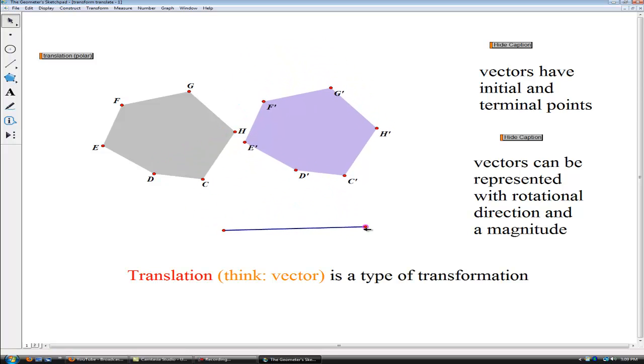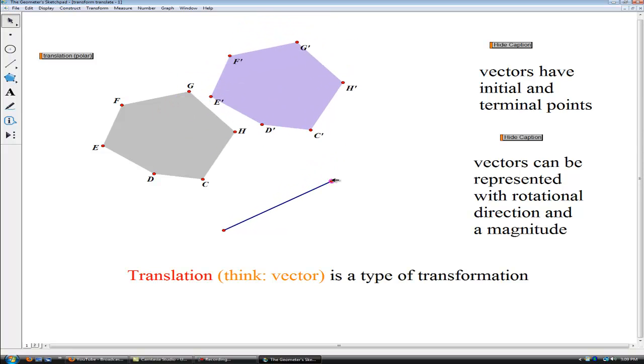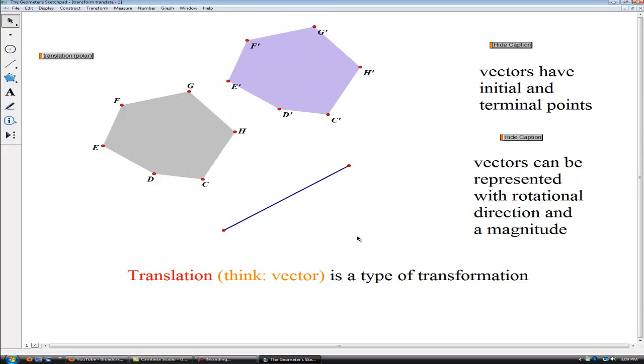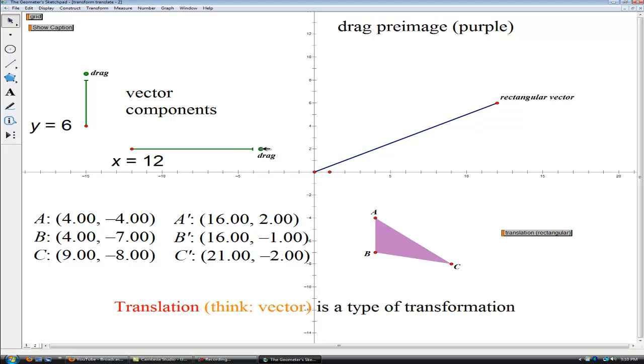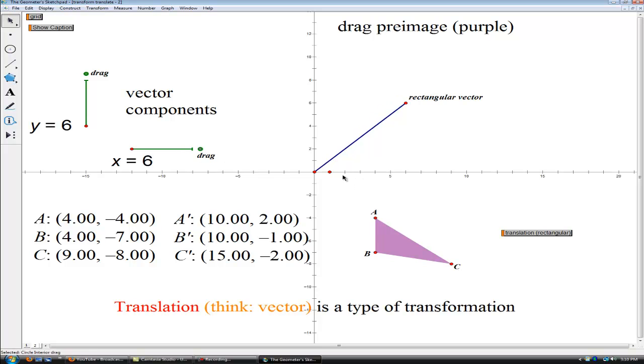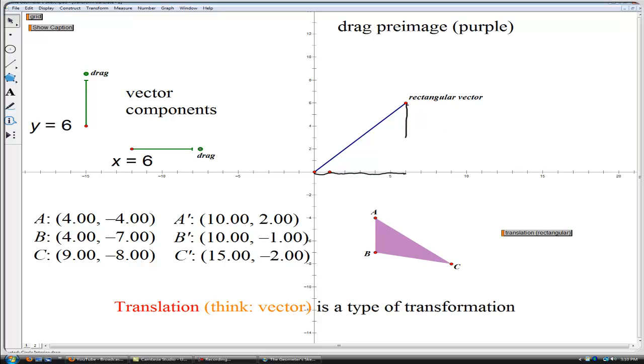Now, instead of talking about rotation and magnitude, there's another way we can talk about vectors and translation, and that would be using what we call a rectangular model. This rectangular vector is being controlled by two sliders here. This slider is adjusting what we call the horizontal component. Maybe it'll be helpful if I use a little right triangle and pretend that these are nice and straight, but I think you'll get the idea here.